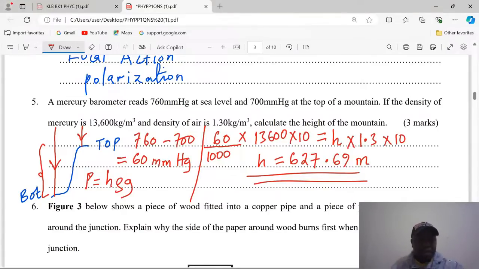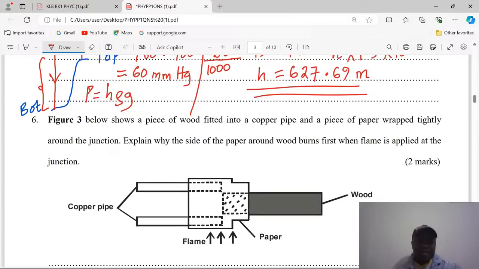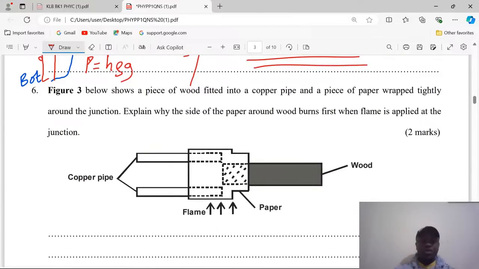Let's look at number 6. Figure 3 below shows a piece of wood fitted into a copper pipe and a piece of paper wrapped tightly around the junction. Explain why the side of paper around wood burns first when flame is applied at the junction.